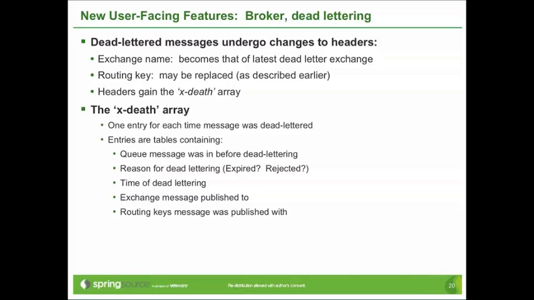The ExDeath Array gets one entry for each message each time the message was dead-lettered, and the entries are AMQP tables that contain the identity of the queue the message was dead-lettered out of, and the reason it got dead-lettered. Did its TTL expire? Did it get rejected with requeue equals false by a consumer? When did it get dead-lettered? Where was it published to? What were the routing keys it was published with? And so on.